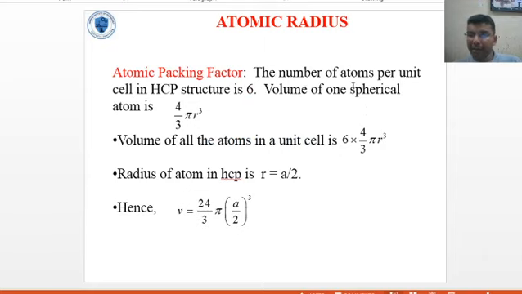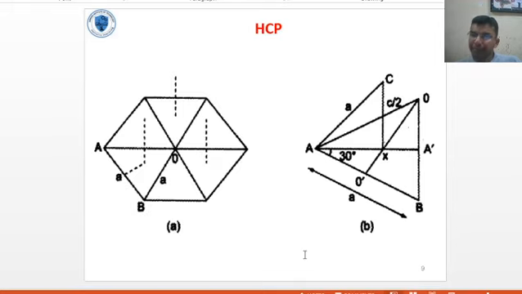Atomic packing factor: the number of atoms per unit cell in the HCP structure is 6. Volume of one spherical atom is 4 by 3 pi r cube. Volume of all the atoms in the unit cell is 6 into 4 by 3 pi r cube. Radius r is equal to a by 2. So what is your volume? 24 by 3 pi, a by 2 the whole cube.